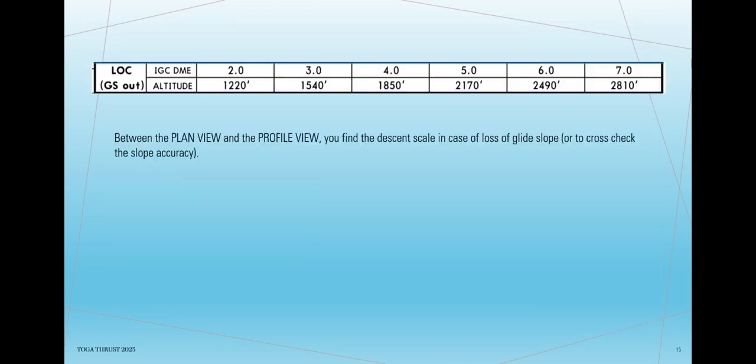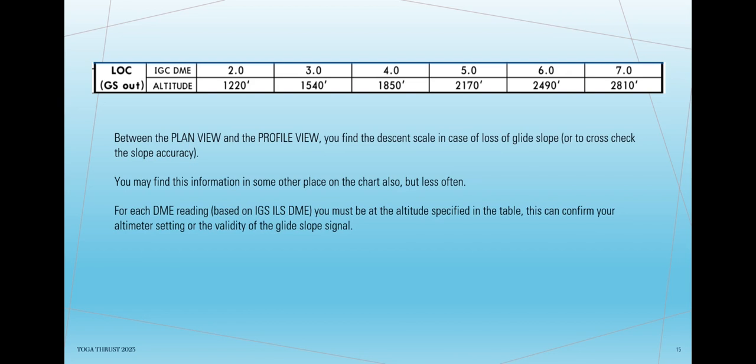Between the plan view and the profile view, you find the descent scale in case of loss of glide slope, or to cross-check the slope accuracy. You may find this information in some other place on the chart also, but less often. For each DME reading, based on India Golf Sierra ILS DME, you must be at the altitude specified in the table. This can confirm your altimeter setting or the validity of the glide slope signal.